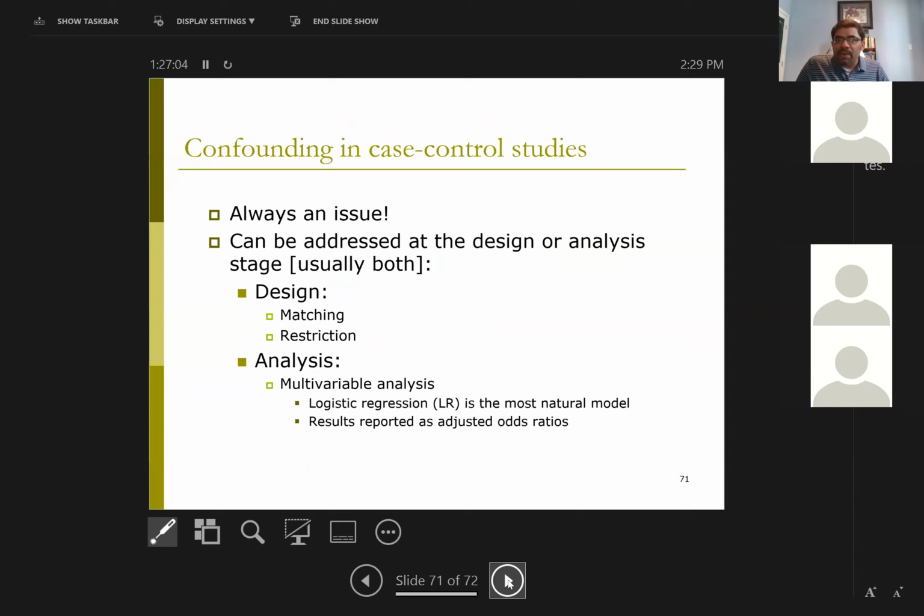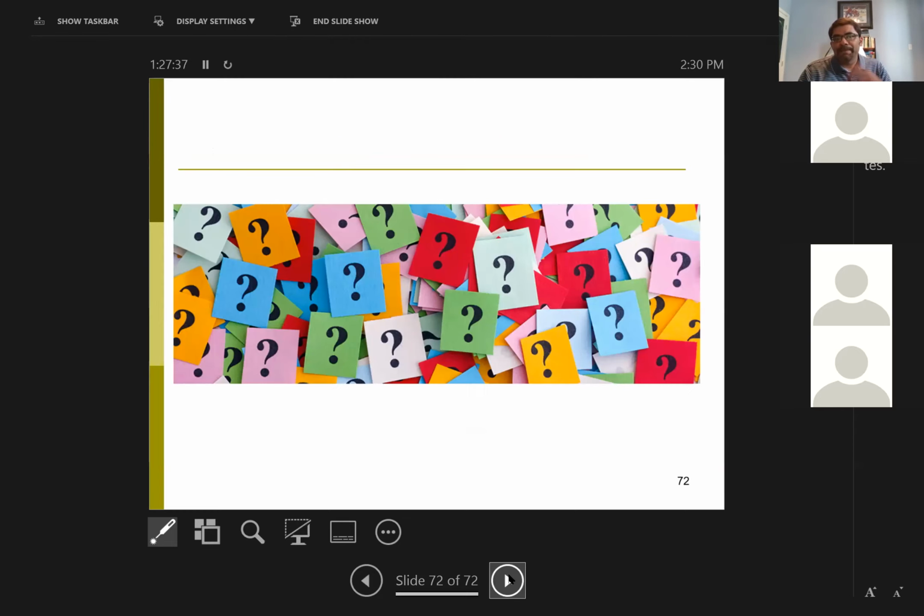Always worry about confounding. Like in all observational studies, we'll match or adjust for confounding. We could do multivariable analysis, logistic regression, and we will generally report not the crude odds ratio, but the adjusted odds ratio. Odds ratio adjusted for age, sex, socioeconomic status, mental illness, whatever you want to adjust for in the analysis, right? So confounding is something we would always be concerned about in a case control study.